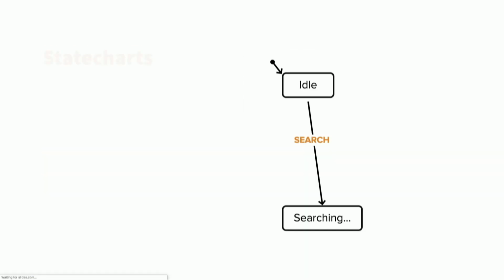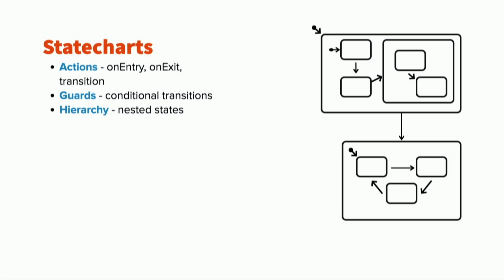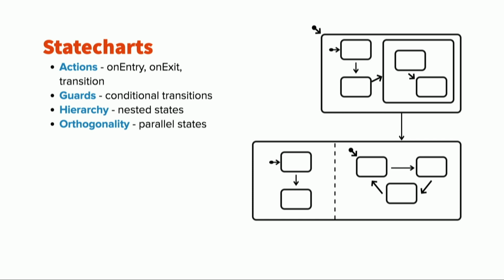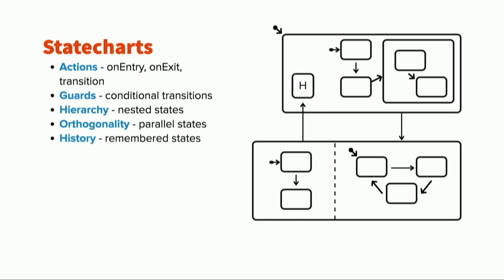So state charts, real quick, enable a few more things, such as actions and guards, which allow you to prevent certain transitions from happening. It allows you to nest states together to make orthogonal regions and to provide history states, which is not something I'm going to go into in this talk, but I will provide resources at the end.